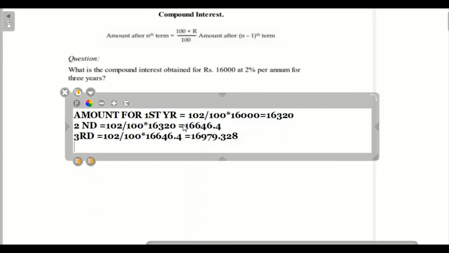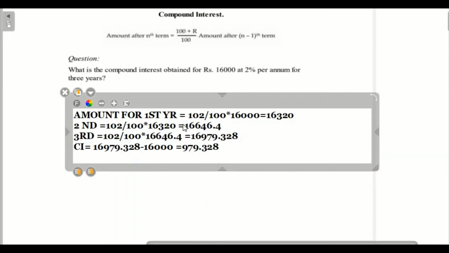Okay, so we have to calculate the interest obtained at the end of 3 years. For calculating the interest, only the interest amount he gets. So compound interest equal to, we have to calculate only the interest amount. So we have to subtract the initial amount he has invested from the total amount he gained for the 3 years, which is equal to 979.328. So this is the interest amount he got for the 3 years. Okay, shall we go for the next sum?